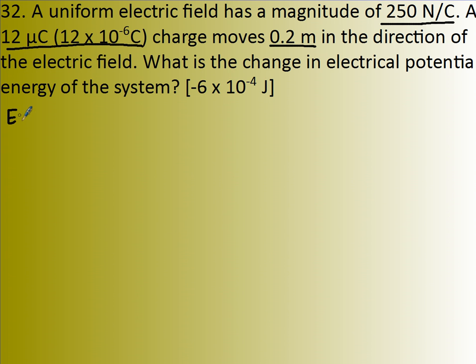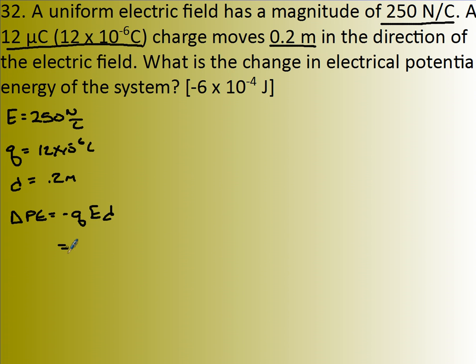I have an electric field of 250 newtons per coulomb, and I have a charge Q of 12 times 10 to the negative 6 coulombs, and a distance traveled of 0.2 meters. And I want to find the change in potential energy. So I know the change in potential energy is minus QED. So the charge is 12 times 10 to the negative 6, and don't forget your negative sign. And my charge is positive, so I'm good.